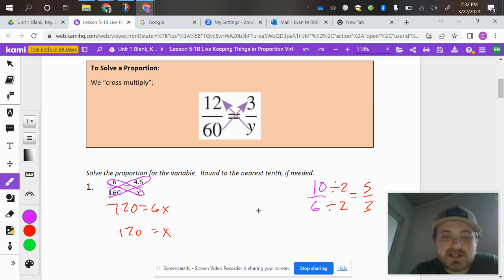So 4.5 times 160 gives you 720, and 6 times x gives you 6x. Getting x alone from there, you just divide by 6 on both sides, leaving you with 120 equal to x.